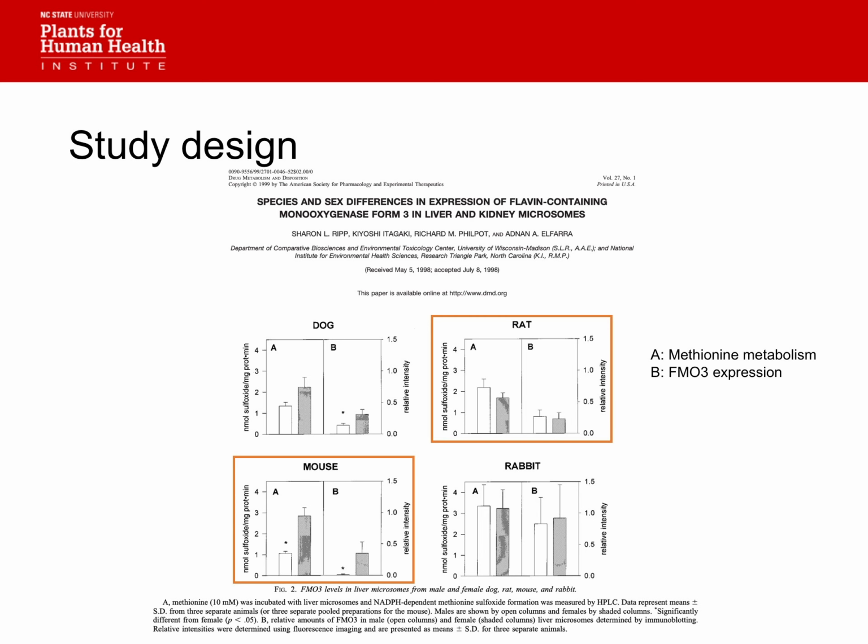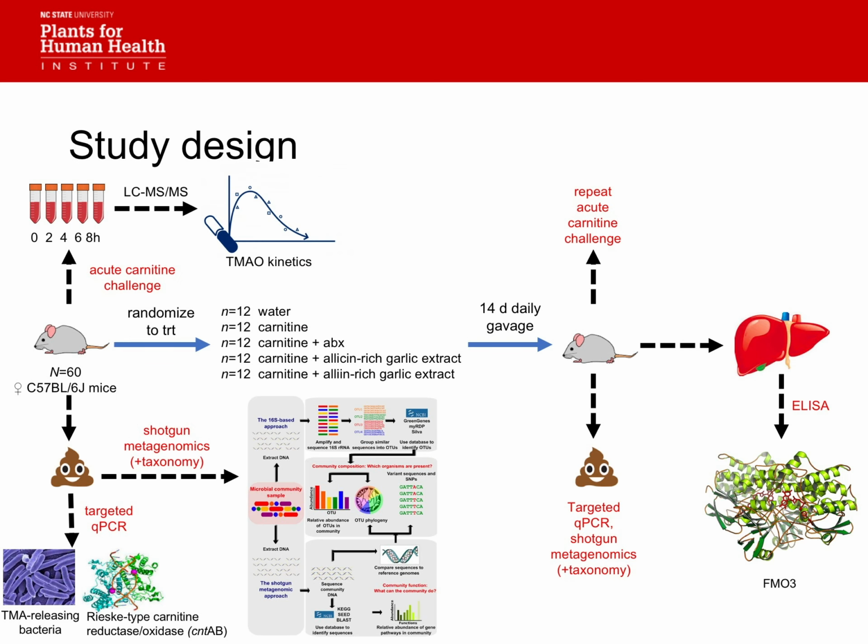So we are in fact using female C57 black 6 mice, and we're going to do some experiments where we're going to do a carnitine challenge to look at TMAO kinetics before and after the experiment. We're also going to look at levels of TMA-releasing bacteria, the actual CNTAB enzyme that releases TMA. We're going to do shotgun metagenomics to look at overall community function.